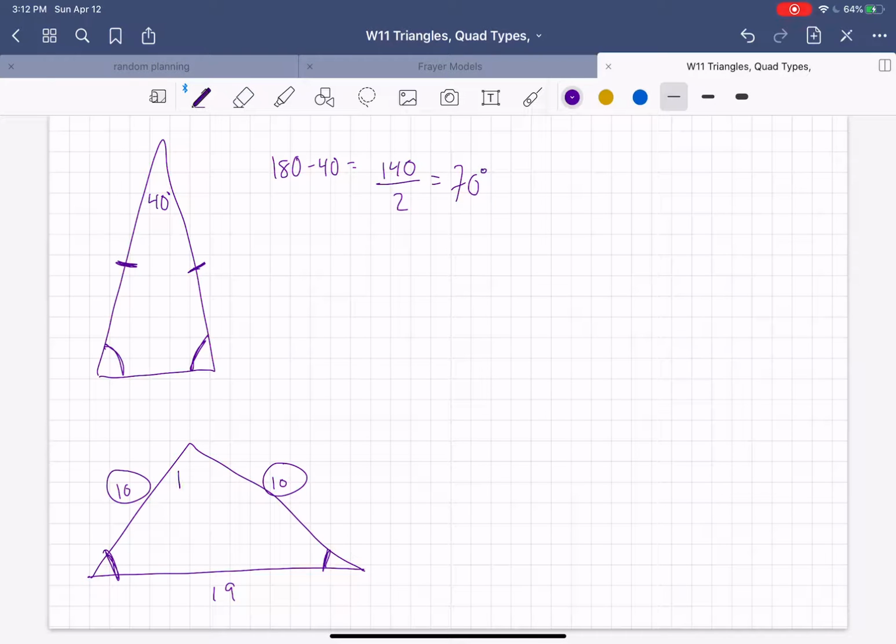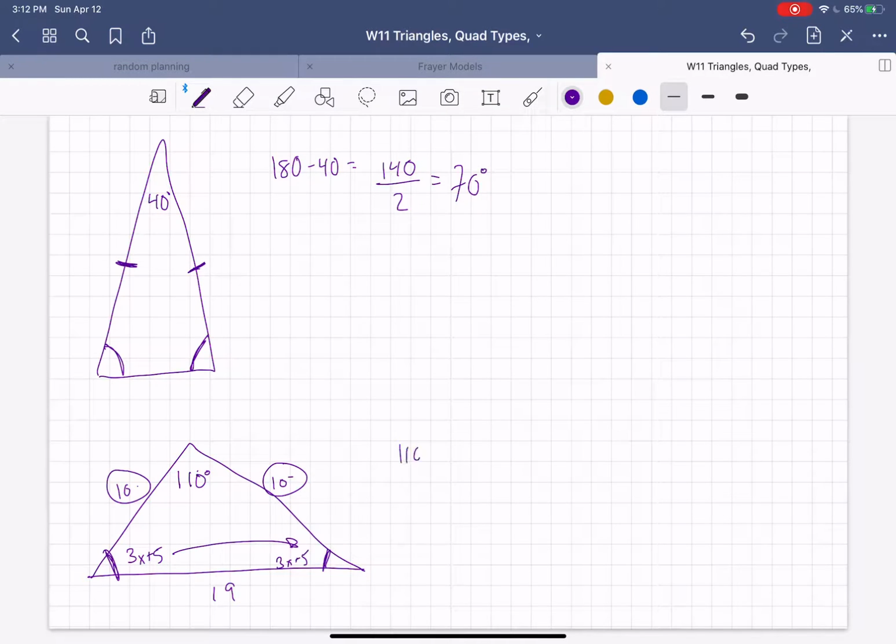This is 115. Let's make that 110. And then this one would be 3x plus 5. So here what we can do, because this is an isosceles triangle, because both these sides are 10, this one over here is also 3x plus 5.